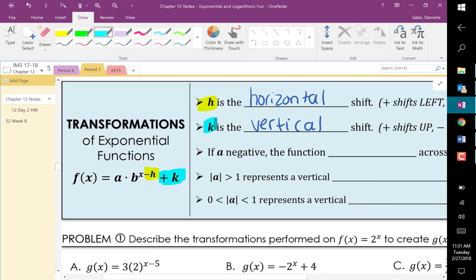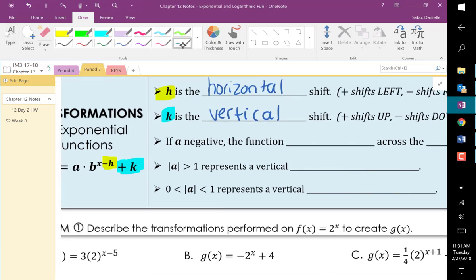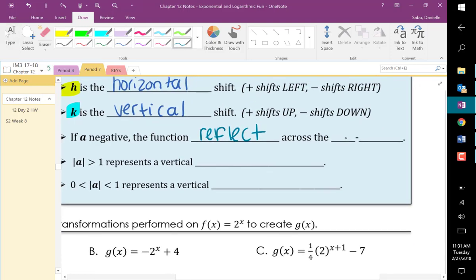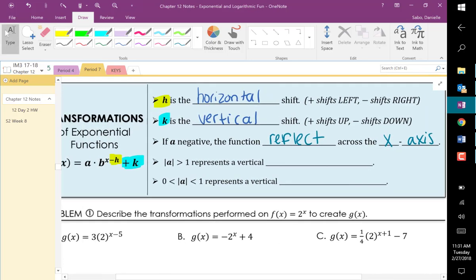All right, now if the A is negative, what was going on? What do we call that? Okay, so that's going to be coming up, but it's reflect. So when A is negative, we're reflecting over the what axis? Yeah, good. Okay, so we are reflecting over the x-axis. So if I have a negative by the equal sign, we're reflecting.